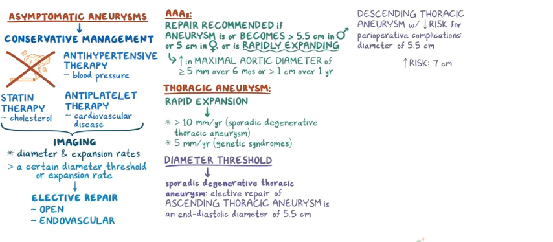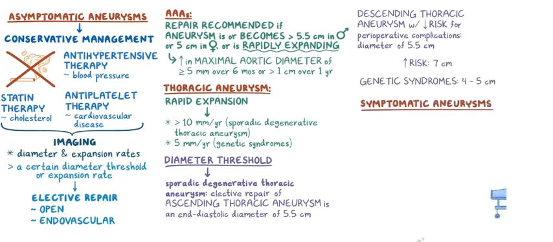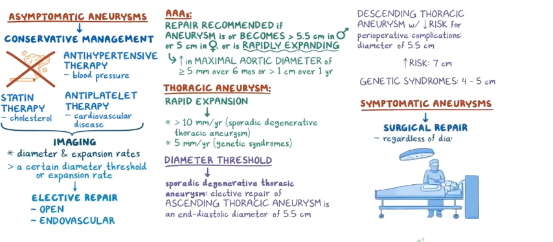On the other hand, the diameter threshold of thoracic aneurysms associated with genetic syndromes is 4 to 5 centimeters. Finally, symptomatic aneurysms should always get surgical repair regardless of their diameter.